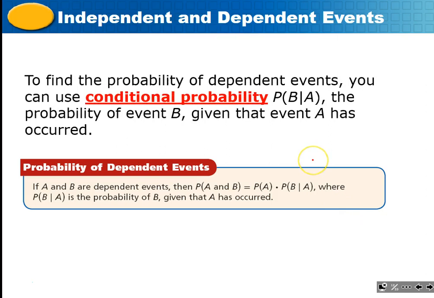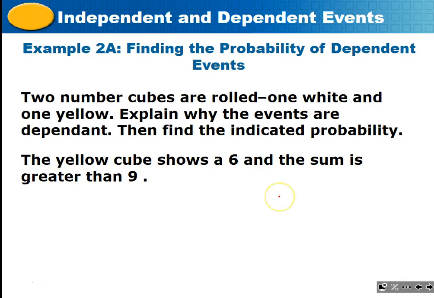So to find the probability of dependent events, you can use conditional probability. That means, what is the probability of A given that B has occurred? The probability of event B given that event A has occurred. So if A and B are dependent events, then the probability of A and B is equal to the probability of A times the probability of B given that A has occurred. So let's talk about how this works.